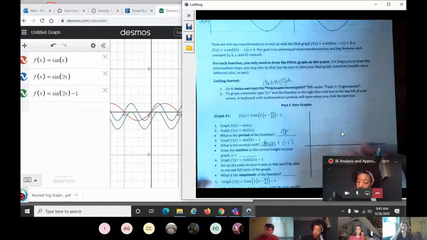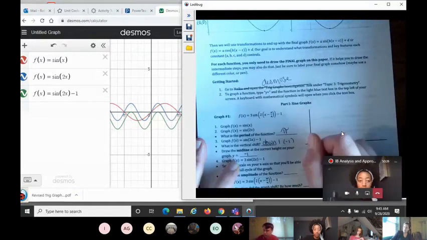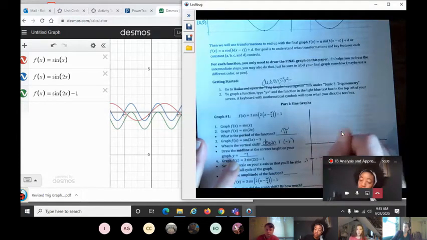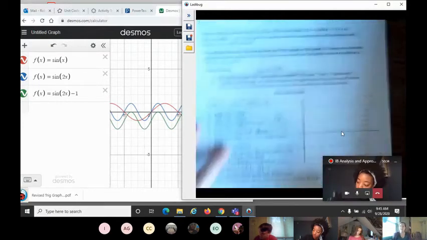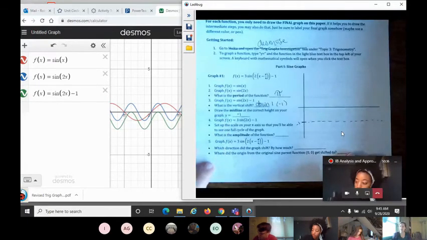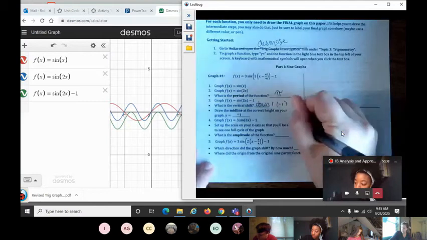And it says draw the midline at the correct height on your graph. So the midline should be y equals whatever the number is for our vertical shift. So -1. Okay, so maybe I would make -1 maybe here. And we know that our midline is going to pass through right here. This is the first definite thing on our graph that we can draw in. We have a midline at -1.